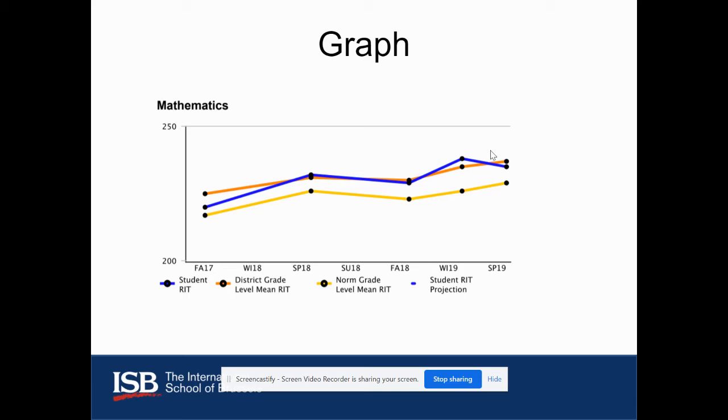So, firstly, the graph. The graph only shows test scores from the last 2 academic years. There are 3 differently colored lines. Your child's scores will be shown in blue. The average score for all students within the same grade level at ISB will be shown in orange. The average scores for students in the MAP norm group within the same grade level will be shown as a yellow line. The norms are mostly made up of schools from the United States. While there are hundreds of international schools that use MAP Growth assessment, the majority of schools come from the United States.